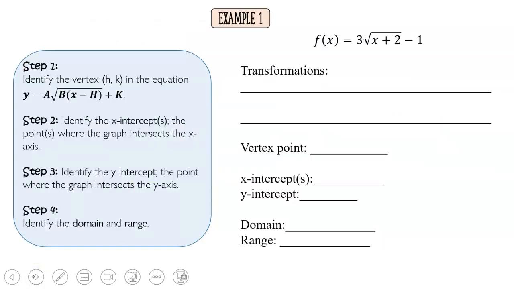Let's do some examples. Y'all ready? We ready. We ready for math.